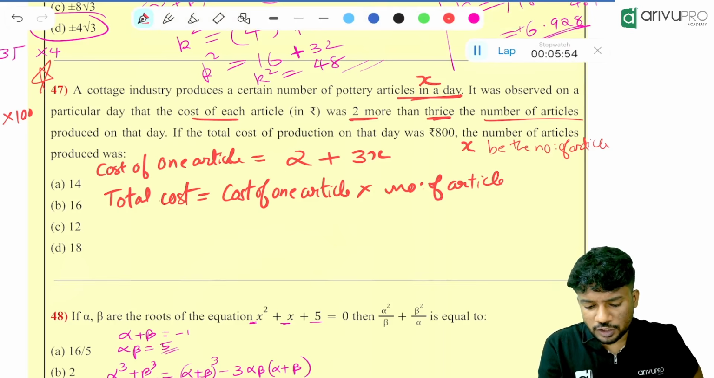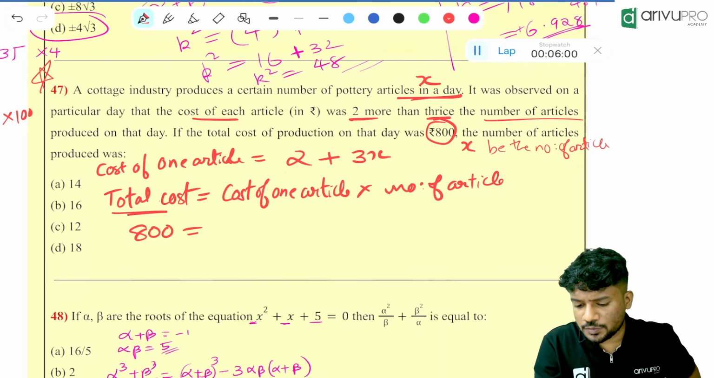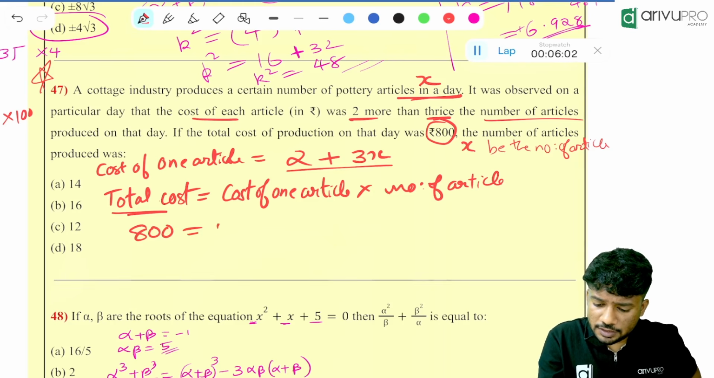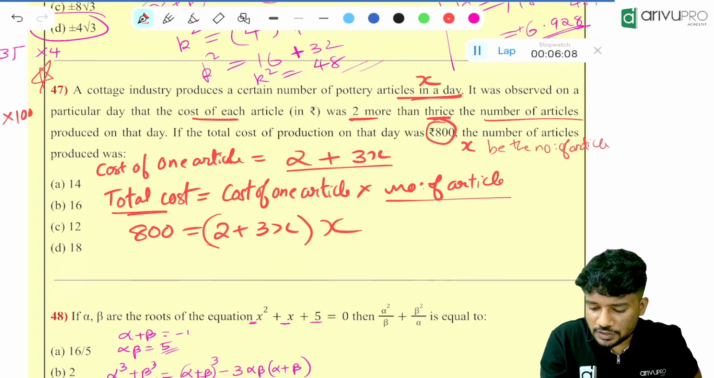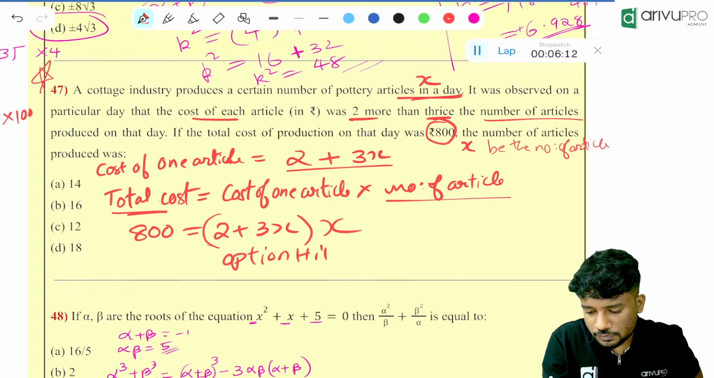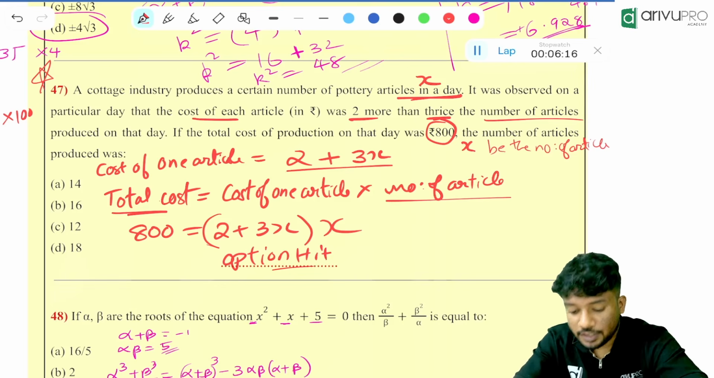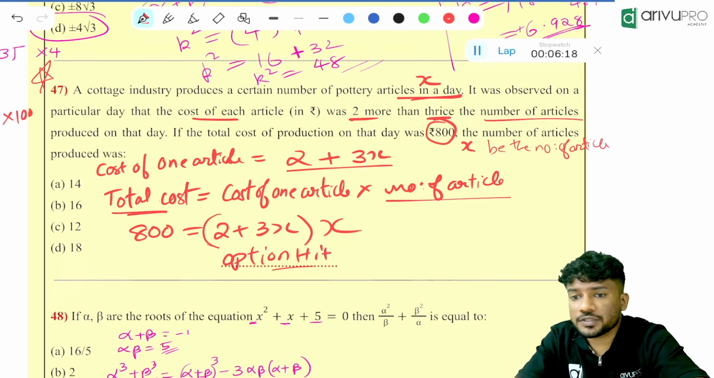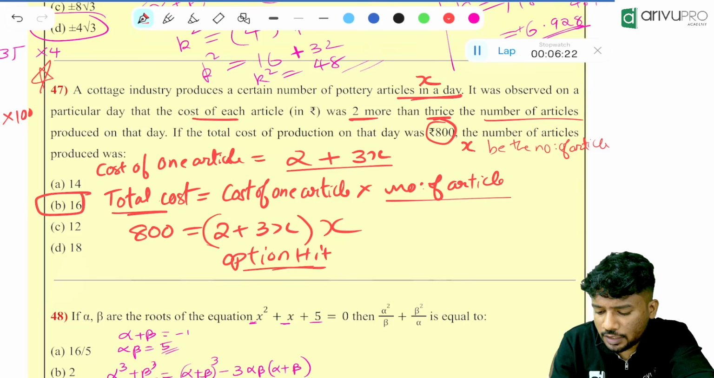What is the value of total cost as per the question? 800 is equal to the cost of one article, which as per our answer is 2 plus 3x, then the number of articles as per our assumption is x. Now you hit the option and get me the answer. What is the number of articles, is the question. Option hit. Yes, 16. Some person said 16. Correct answer. Option B.